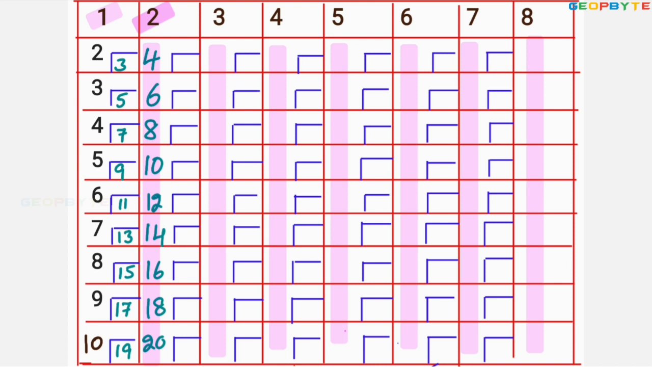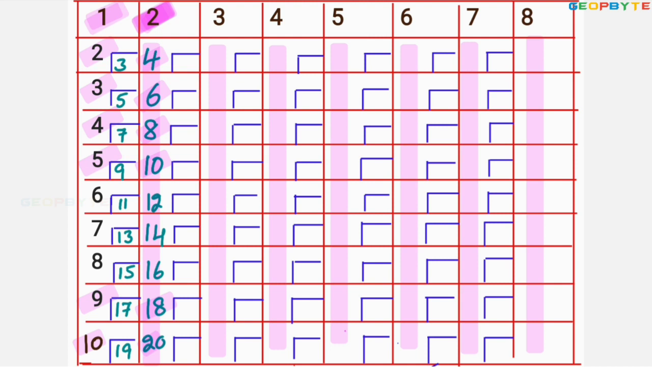Now let us compare. 2 2 jar 4, 2 3 jar 6, 2 4 jar 8, 2 5 jar 10. Similarly, 2 9 jar 18, 2 10 jar 20. Similarly, 2 1 jar equal to 2. I hope you clearly got my point.